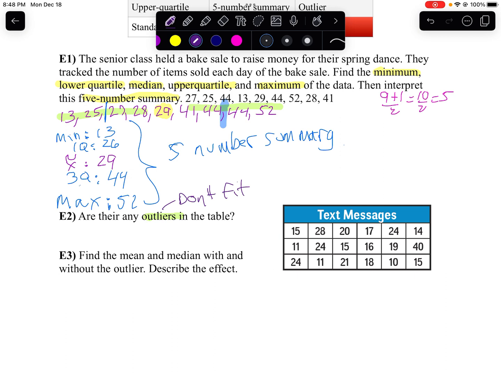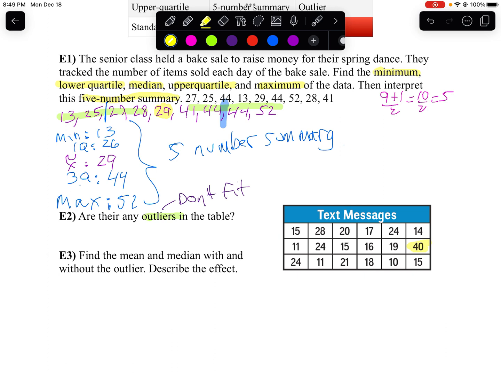I'm reading columns. Okay, so far 15, 11, 24, 28, 24, 11, 20, 15, 21, 17, 16, 18, 24, 19, 10, 14. Oh, 40. Look at that. 40 is almost double my next biggest number. Before 40 is 24, isn't it? And we got a bunch of numbers there. So I would say my outlier on this one would be 40.